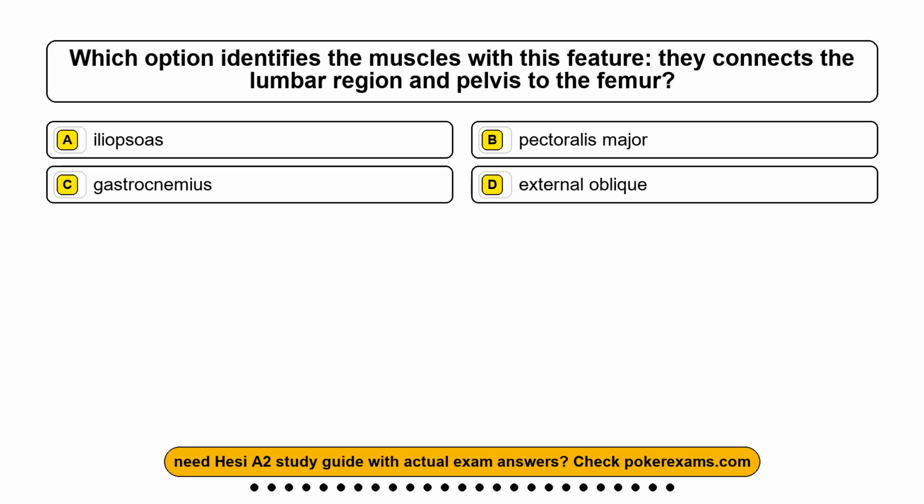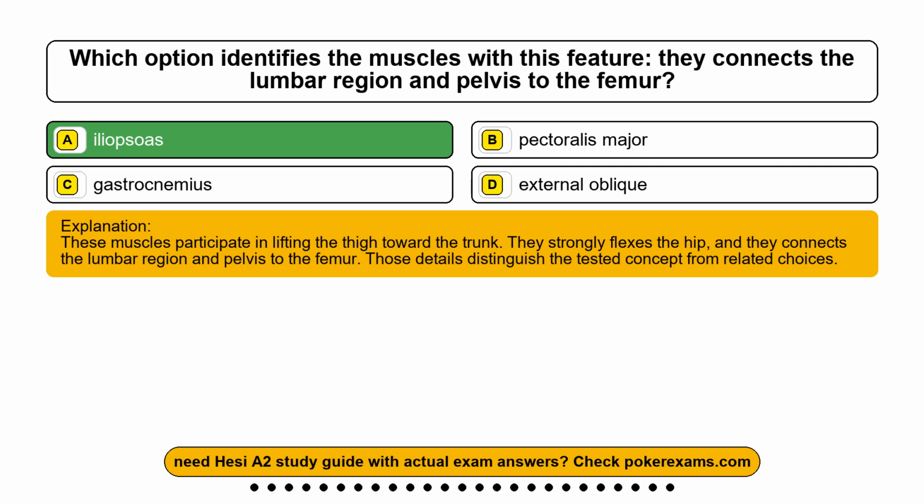Question 9. Which option identifies the muscles with this feature? They connect the lumbar region and pelvis to the femur. Option A, iliopsoas. Option B, pectoralis major. Option C, gastrocnemius. Option D, the external oblique. The correct answer is option A, iliopsoas.